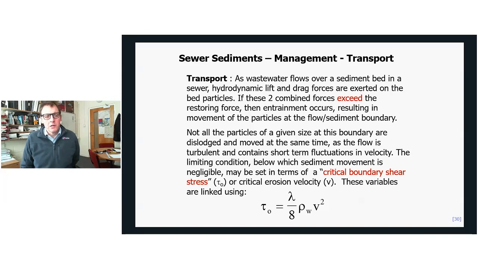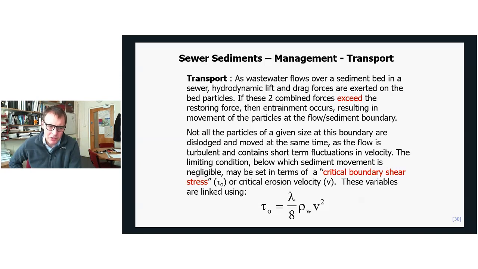So sediment transport. As wastewater flows over a sediment bed in a sewer, the hydraulic lift and drag forces are exerted on the bed particle. Okay? If these two combined forces exceed the restoring force, then entrainment occurs, resulting in the movement of the particles at the flow sediment boundary. Not all particles of a given size at the boundary are dislodged and moved at the same time, as the flow is turbulent, so it's not uniform across the sediment bed, and contains short-term fluctuations in velocity.